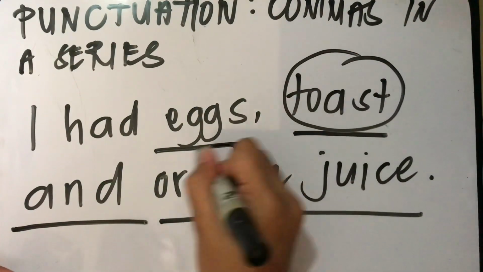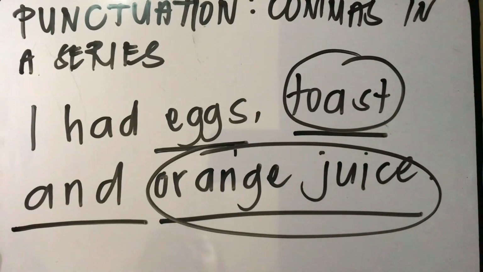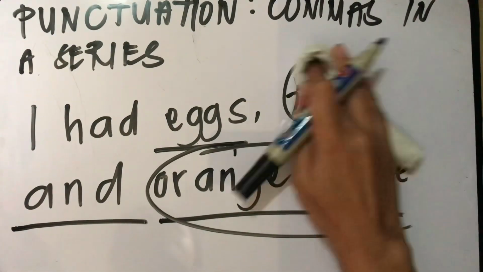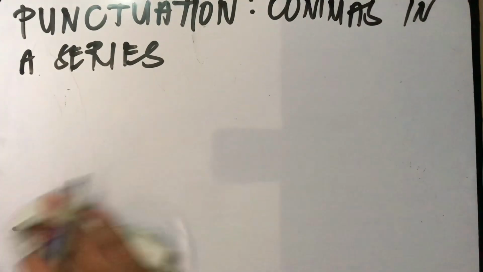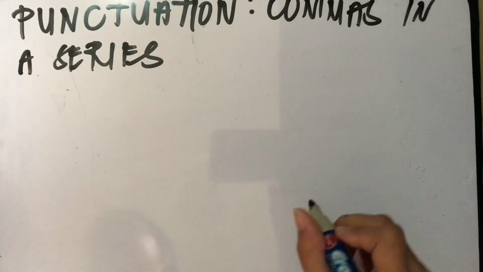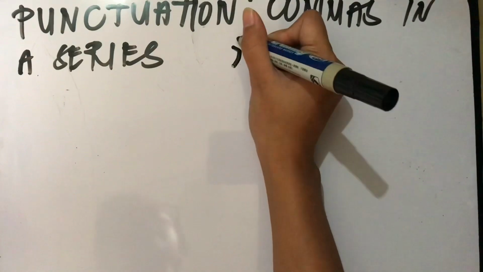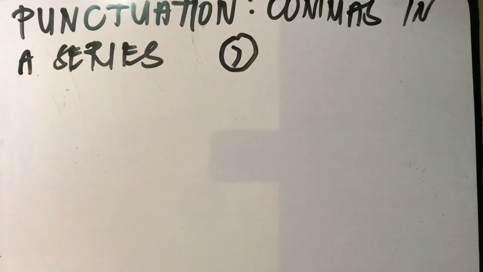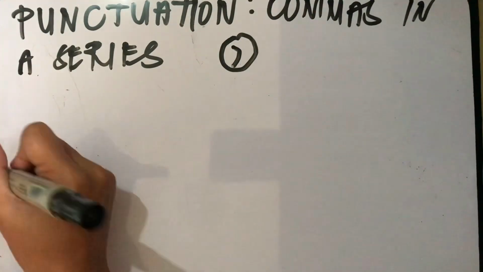So the toast and orange juice are together, or are they on the same plate, or what? So it is not clarified. That is why it is important to put commas in a series, or the serial comma. Let's have another example. And the series comma is represented by this. So let's move on to our example.